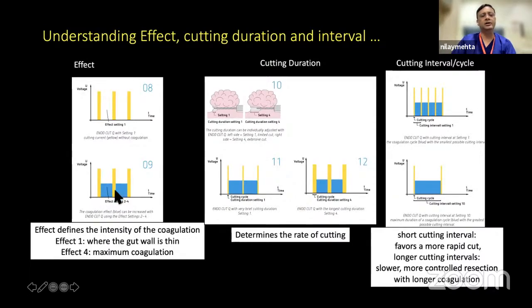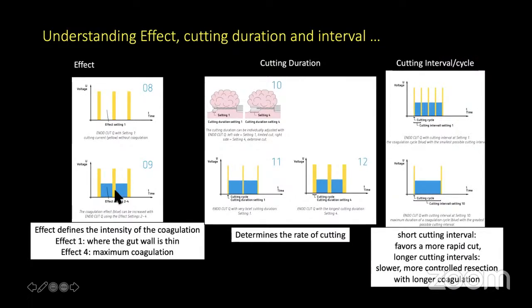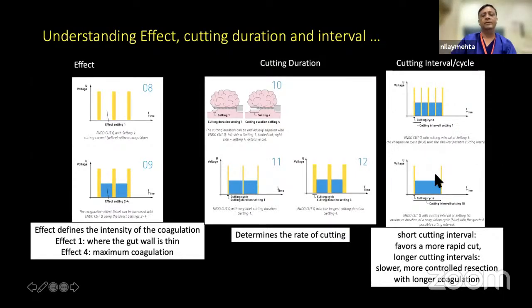So all these smart currents are a combination of cut and coagulation. And in cutting interval, when I say cutting interval 5 or 6, it means the cut remains the same between 1, 2, 3, 4, 5, 6, but the coagulation goes up. So you have one cut, and then if the interval is more, then the coagulation interval is more. So there will be coagulation for more time. Why is it important?